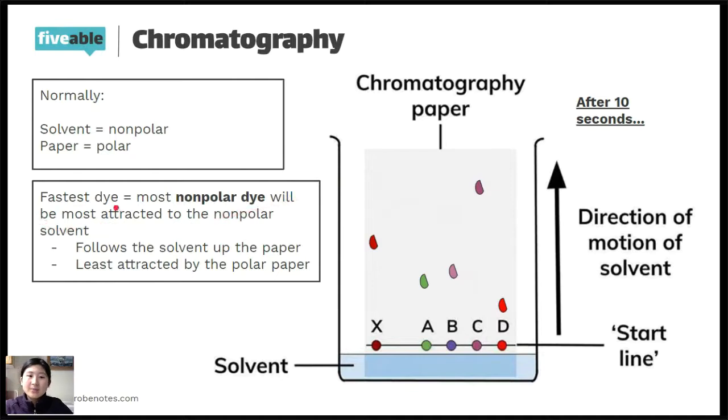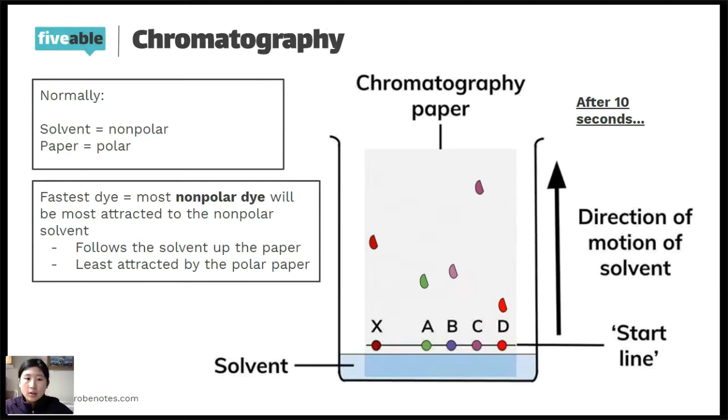So the fastest dye, aka the most non-polar dye, which, all these mixtures, we're just going to call them dyes, because they're different colors. The fastest dye, or the most non-polar dye, will be most attracted to the non-polar solvent. So have you heard of the phrase like attracts like in AP chemistry? I know that my teacher kind of reinforced that in our heads. Like attracts like. So polar things are going to attract polar things. Non-polar things are going to be more attracted to non-polar things.